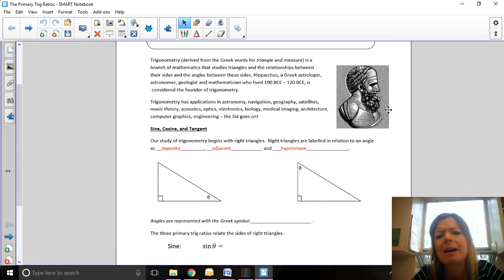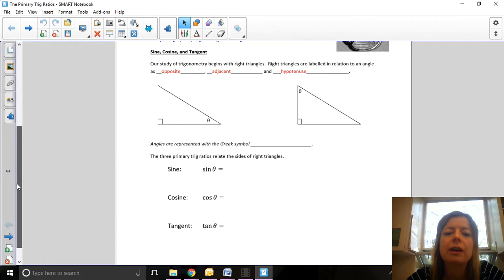So trigonometry has applications in astronomy, navigation, geography, satellites, music theory, acoustics, optics, electronics, biology, medical imaging, architecture, computer graphics, engineering. Honestly, basically everything has trigonometry in it. It's a very interesting branch of mathematics. In grade 10, we just stick with the basics, but in grade 11 and 12, we get a lot more advanced with our trigonometry. So your job in grade 10 is to just get a solid foundation so you're ready for that more advanced look at trigonometry.